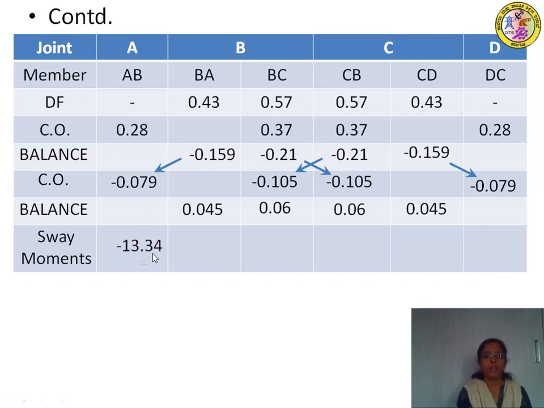For AB it is minus 13.34, for BA minus 10.63, for BC plus 10.63, for CB plus 10.63, and for CD minus 10.63, and for DC minus 13.34. So these are the assumed sway moments, okay. So now using these again we will calculate the sway force, okay.